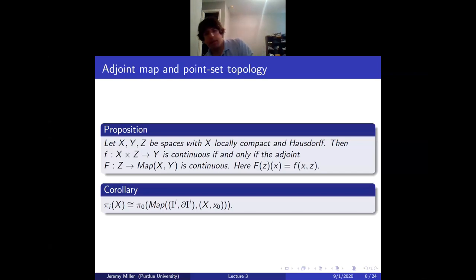So the adjoint map, if f is a map from X cross Z into Y, capital F is the map whose value on z is the map whose value on x is f of x comma z. And the upshot is that if you topologize, so here we're topologizing mapping spaces with the compact open topology. That's how we're gonna, generically, if I don't say otherwise, topologize mapping spaces. The upshot is that modding out by homotopy is the same thing as taking pi 0 in the mapping space.